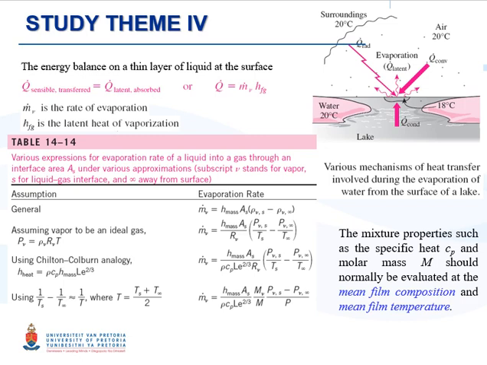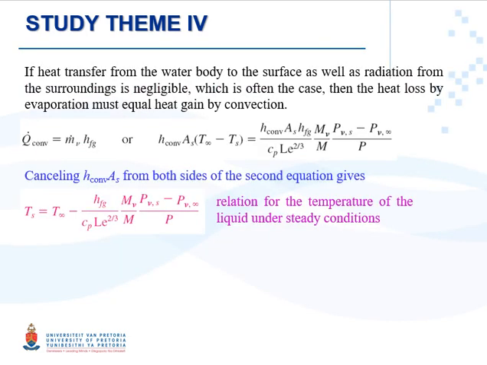If we use the Chilton-Colburn analogy, by knowing that h heat is rho Cp h mass Lewis to the power of 2 divided by 3, we can use the same concept for evaporation rate. So those are some correlations that make our life much easier.